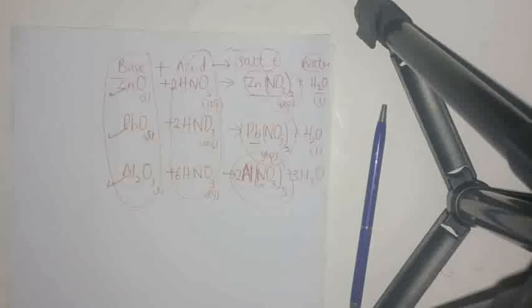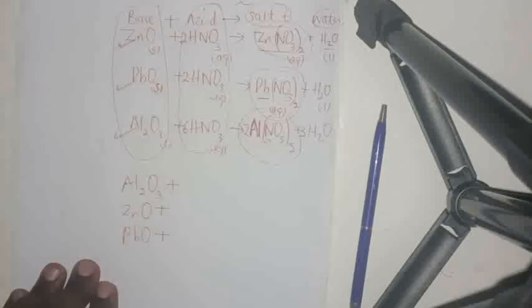That's how those oxides can behave as bases. Preferentially, they can also behave as acids. Let's look at this example. We have aluminium 3 oxide, zinc 2 oxide and lead 2 oxide. These are 3 amphoteric oxides again. Now they're going to behave as acids.